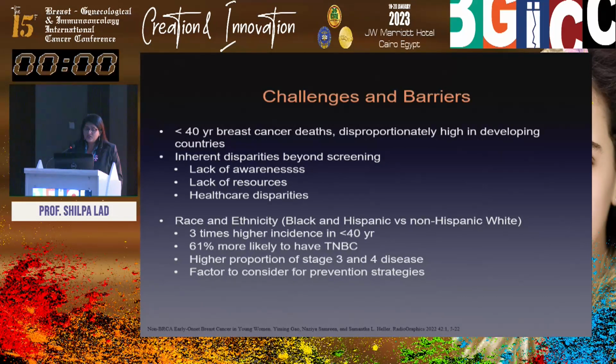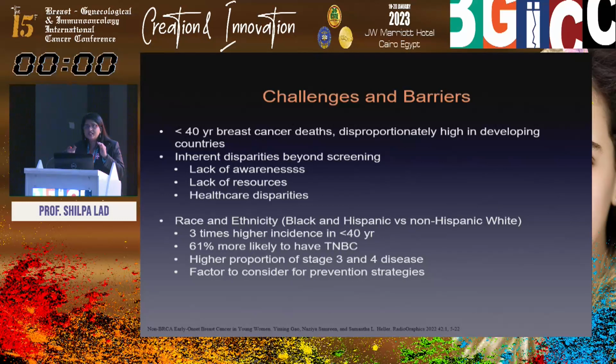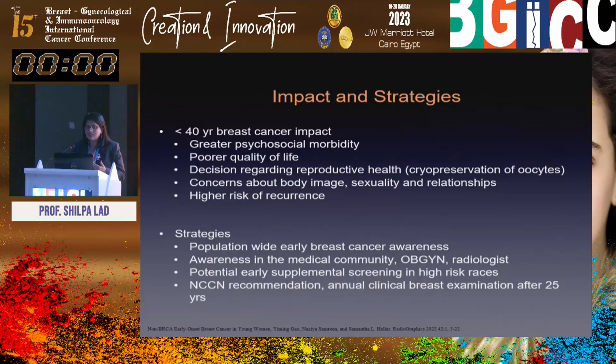Research and evidence prove that in women less than 40 years of age, in Black and Hispanic women, there is a 3 times higher incidence of breast cancer. In addition, there is 61% more likelihood to have triple negative cancers, 61% more likelihood, okay? Higher proportion of stage 3 and stage 4 disease. So this is the subgroup where, when we take preventive action, we have to take this into account: in this subgroup, what can we do differently so that we can catch these cancers early?